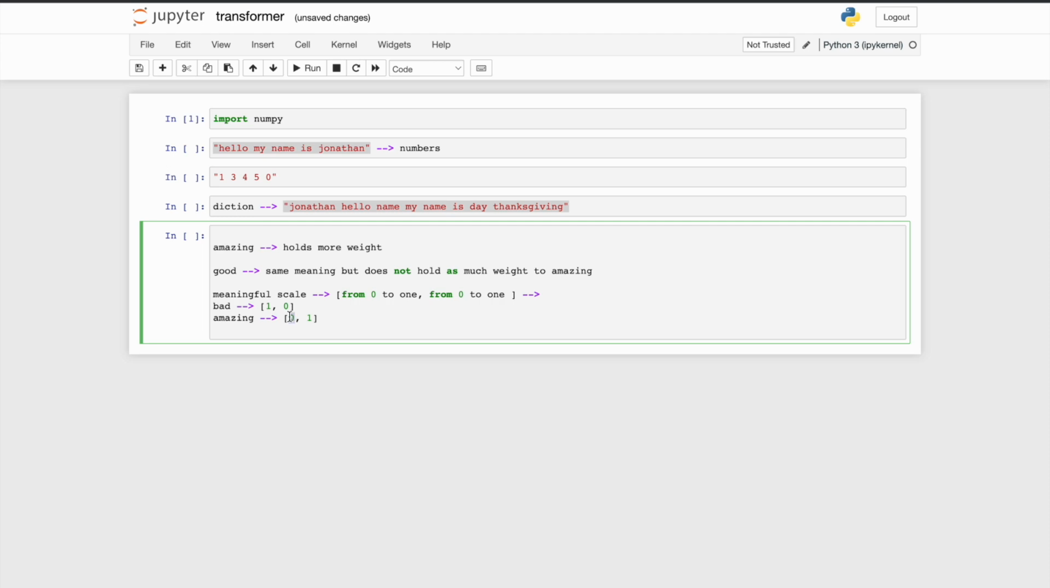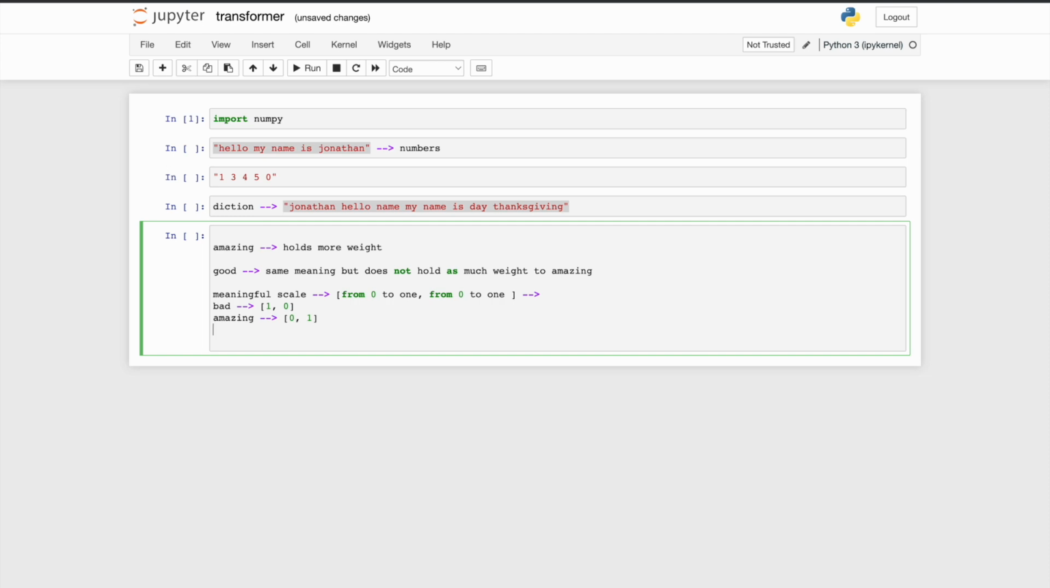The word does have meaning. That's why we put a 0 here. And the meaning of this word holds a lot of weight, because it's really nice when a friend or a teacher tells you you're doing an amazing job. That's why we put a one.